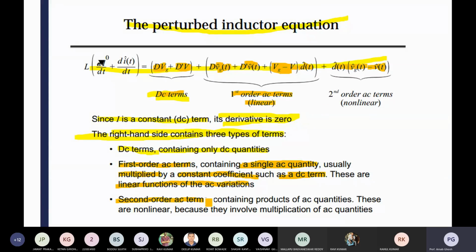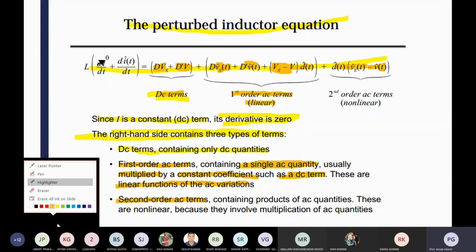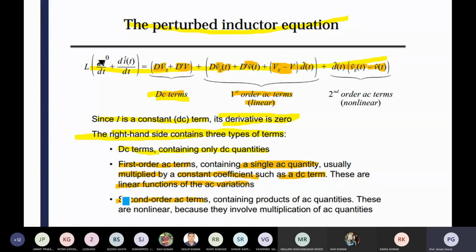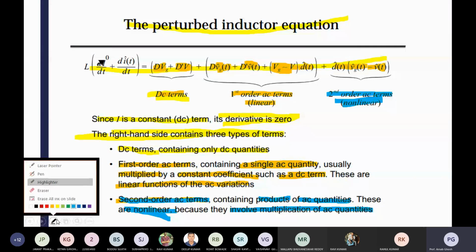Okay, and it contains a second order AC term, so you can say it is a second order AC term. So it is non-linear. Okay, and containing the product, the product of AC quantities. So two AC quantities are there. So these are highly non-linear. That's why it is called non-linear, because of the involvement of multiplications of AC quantities.